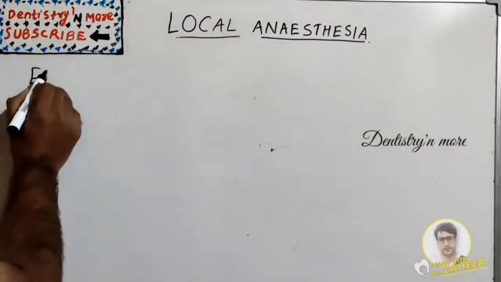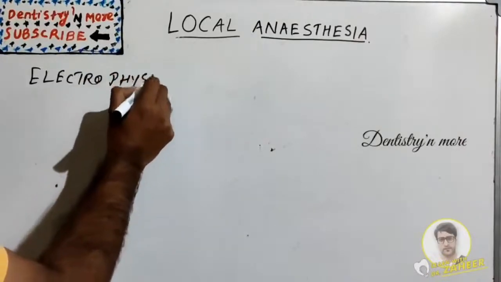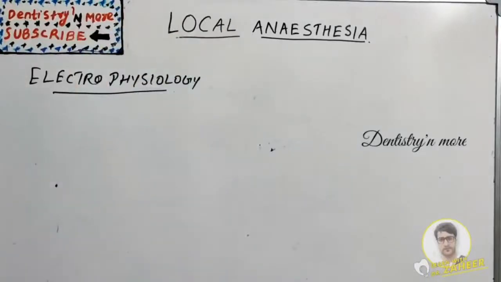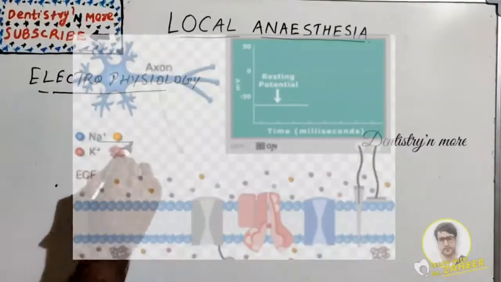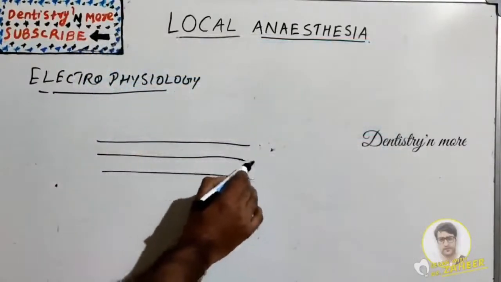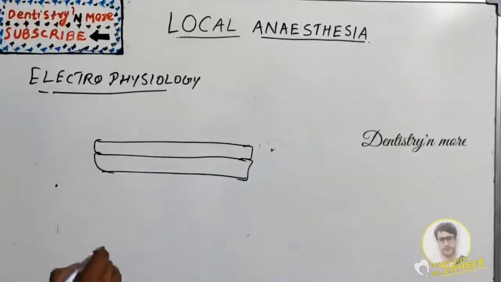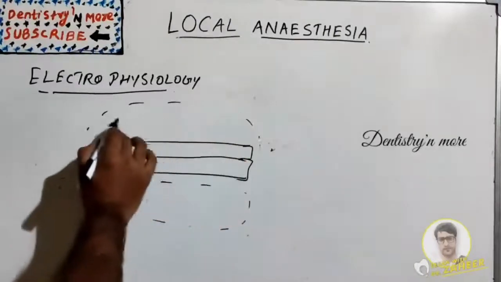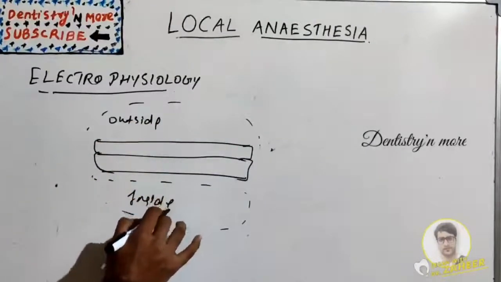So this is an important part, electrophysiology. So what exactly is happening at the nerve membrane where the local anesthetic is going to work? So we have a nerve membrane here. Let this be the nerve membrane, and this is inside the nerve membrane and this is outside the nerve membrane. This is outside, this is inside.